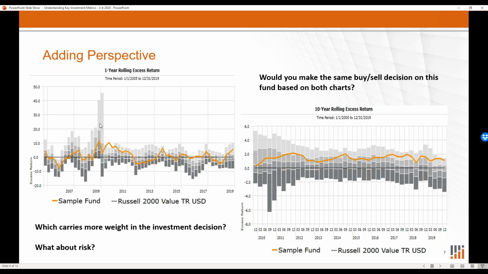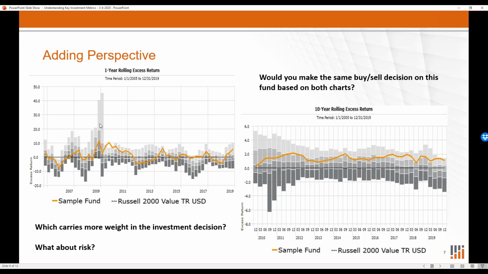The last question, the open-ended question at the bottom of the page, what about risk? I don't have the answer to this question, but it just provides, again, a re-emphasis on the value of having the entire picture. We've looked at two charts. We've theoretically made a decision on this fund based on both of those charts, but at no point on this slide have we looked at anything risk related to this fund.